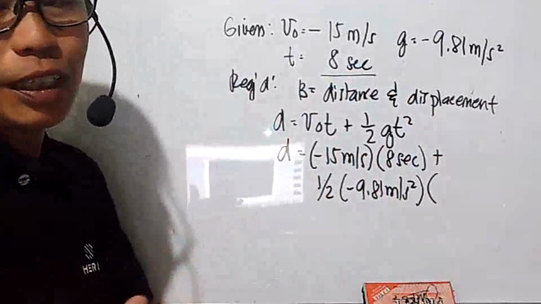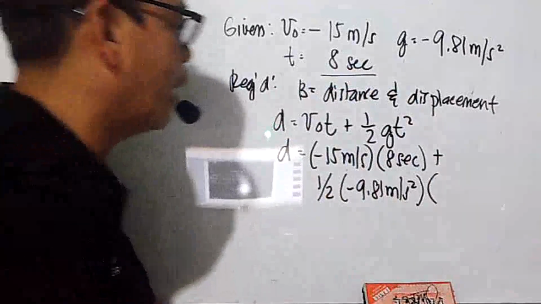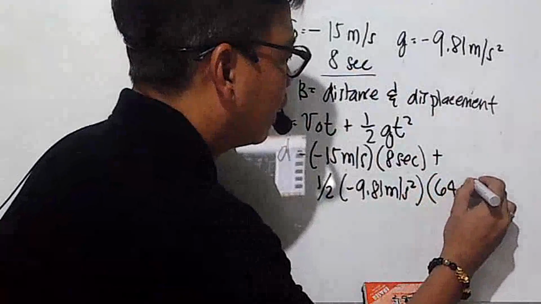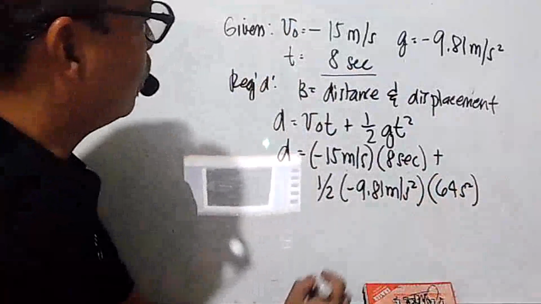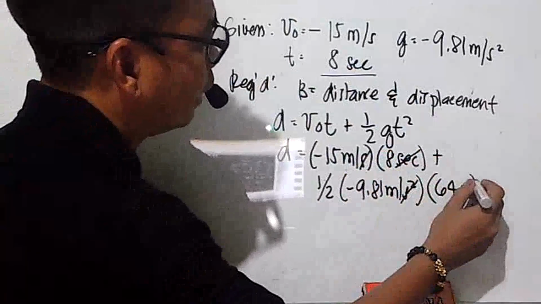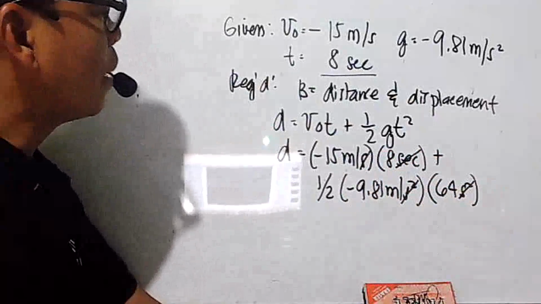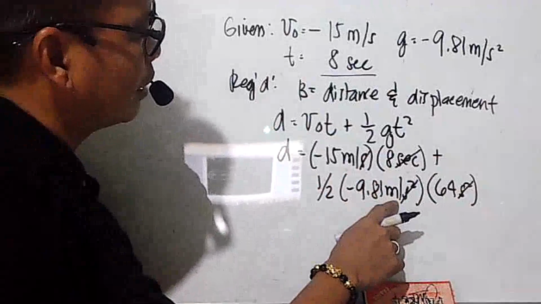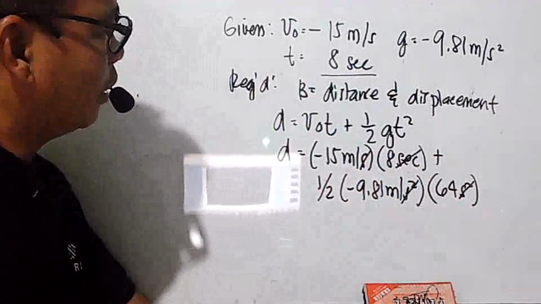So you could see the units cancel. 8 squared is 64 seconds squared. So seconds will cancel, second squared and second squared will cancel. Therefore, your final answer is in meters. Okay, so let us solve this one.